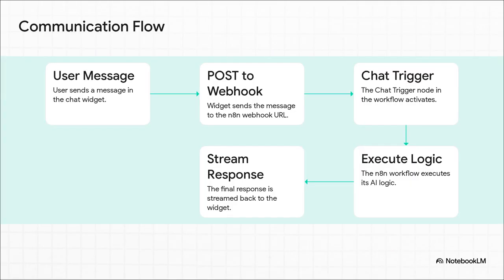And here's exactly what happens when that signal gets sent. First, the user types a message. The widget immediately bundles it up and shoots a POST request to your webhook. That webhook acts like a doorbell, waking up the chat trigger node in your workflow. Then, boom, all your AI logic kicks in. And finally, the response streams right back to the widget. It's a beautifully simple loop.